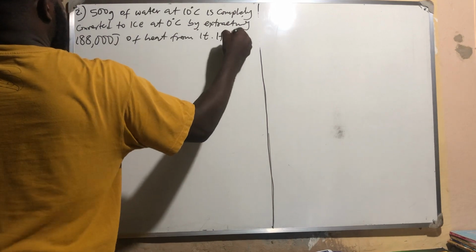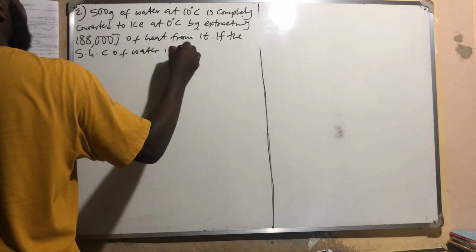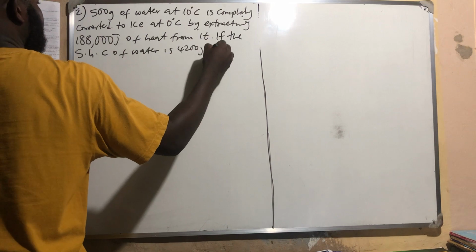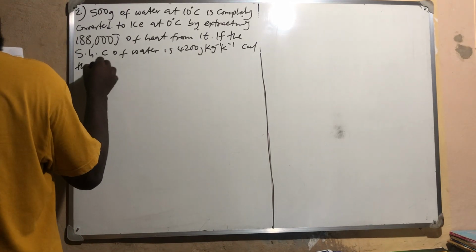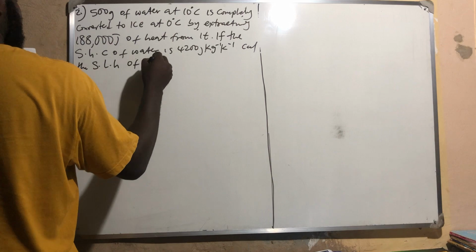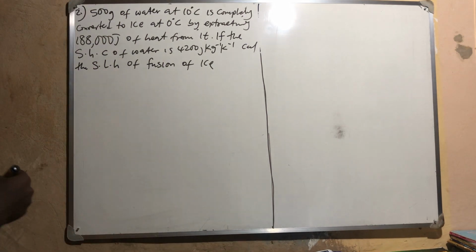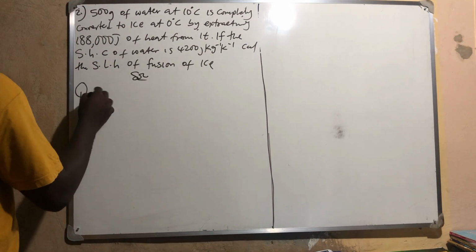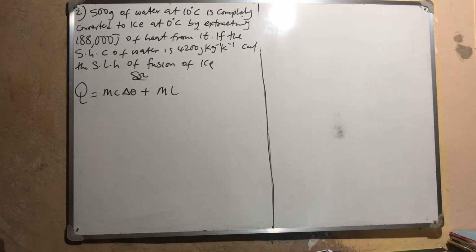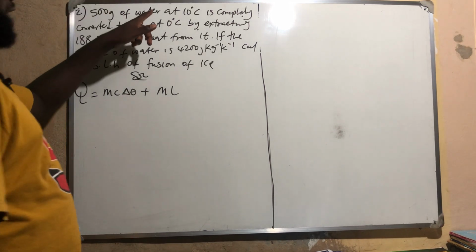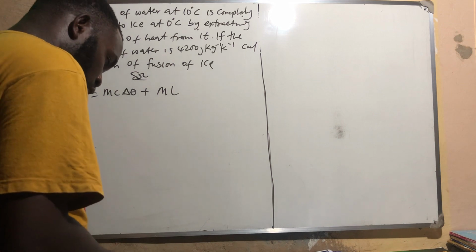Okay, then I say if the specific heat capacity of water is 4,200 joule per kg per Kelvin, then calculate the specific latent heat of fusion of ice. Okay, now what you need to know here is that solution, that your Q is equal to MC change in temperature plus ML. That is what you need to know here, because it is changing normally. The first thing that changed, there was a change in temperature, while the other one, there is no change in temperature. So these are the two things you need to know here.